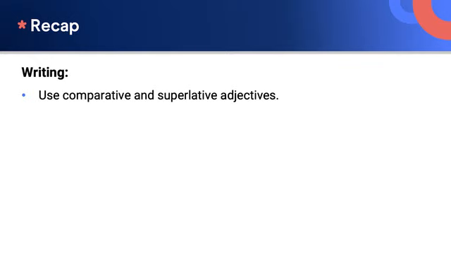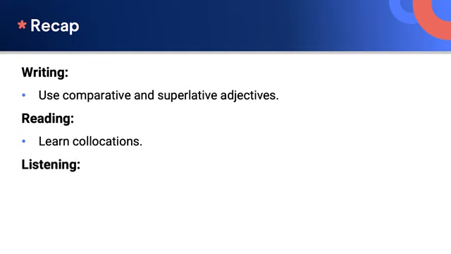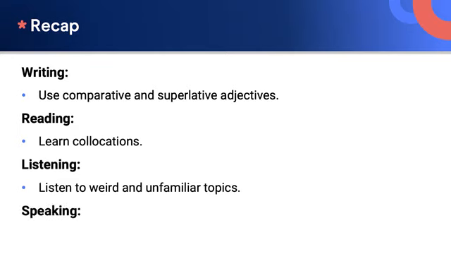And that's it. You now know the one key thing you can do to instantly improve your listening, reading, writing, and speaking skills. For writing, it's use comparative and superlative adjectives. For reading, it's learn collocations. For listening, it's listen to weird and unfamiliar topics. And for speaking, it's develop your connected speech. You are now one step closer to test day success.